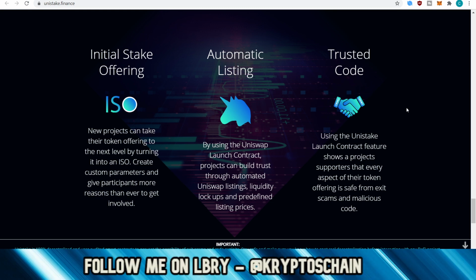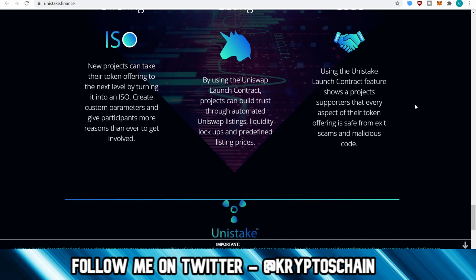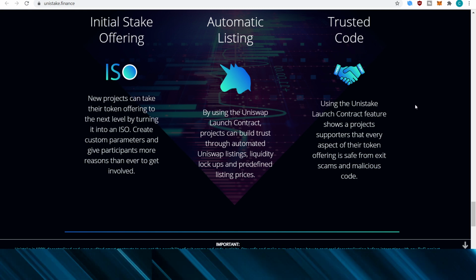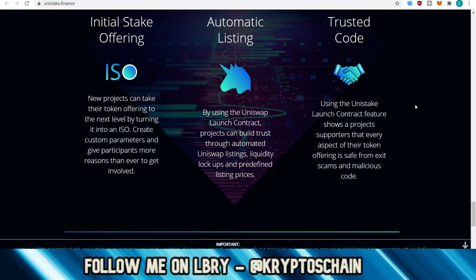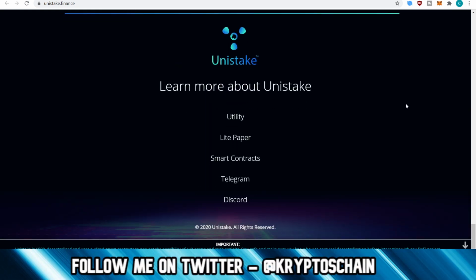New projects can take their token offering to the next level by turning it into an ICO. They can create custom parameters and give participants more reasons than ever to get involved. Then there's the automatic listing. So by using the Uniswap launch contract, projects can build trust through automated Uniswap listings, liquidity lockups, and predefined listing prices. And there's the trusted code. Using the Unistake launch contract feature shows the project supporters that every aspect of their token offering is safe from exit scams and malicious code. So that's great, right? Because we've seen a lot of rug pulls on Uniswap.